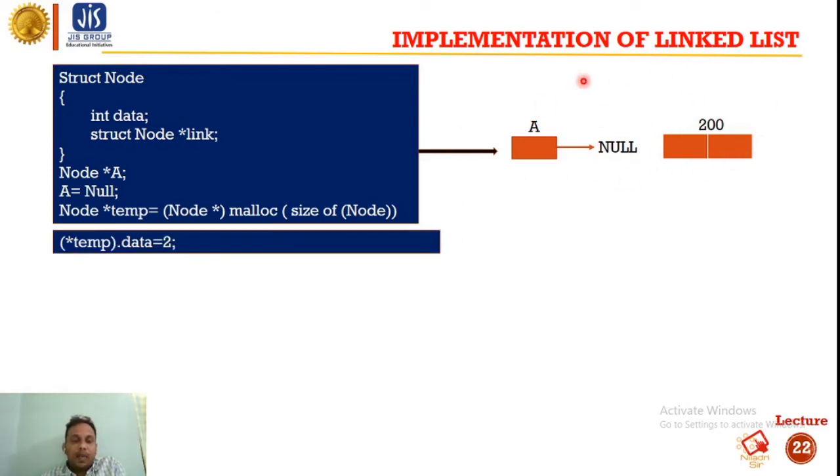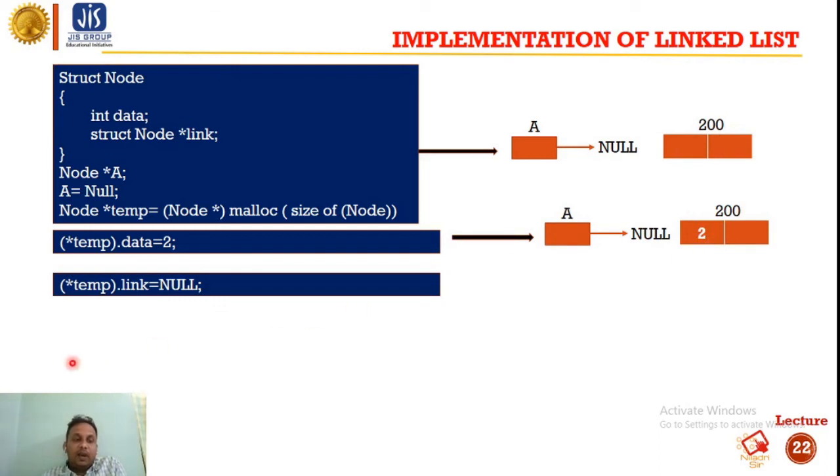So next, what will we do? We write another statement, temp dot data equals to 2. That means 2 will be inserted here. Next, pointer temp dot link is equal to null. That means we will put the link as null. Why will we put null? Because we don't know whether there will be any node after this node or not.